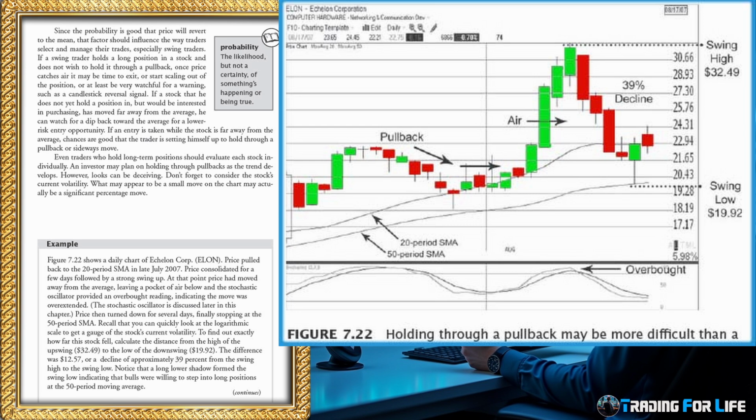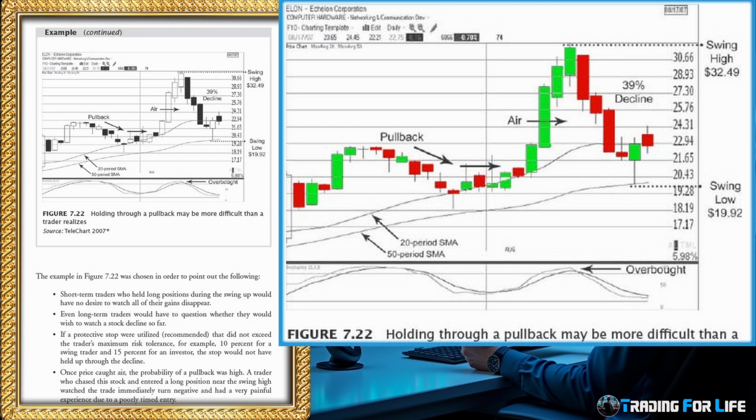Recall that you can quickly look at the logarithmic scale to get a gauge of the stock's current volatility. To find out exactly how far this stock fell, calculate the distance from the high of the upswing, $32.49, to the low of the downswing, $19.92. The difference was $12.57, or a decline of approximately 39% from the swing high to the swing low. Notice that a long lower shadow formed the swing low, indicating that bulls were willing to step into long positions at the 50-period moving average.